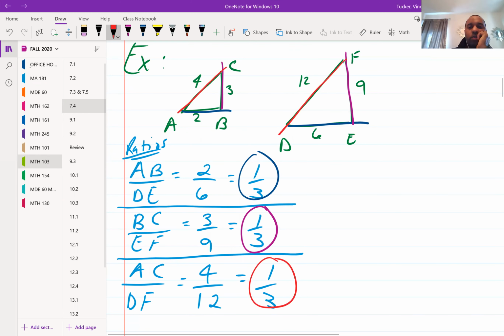All right, questions on that before we go to an actual example? Just showing you the relationship of similar shapes, or similar triangles in this case, and how the ratios of their sides would be equal.